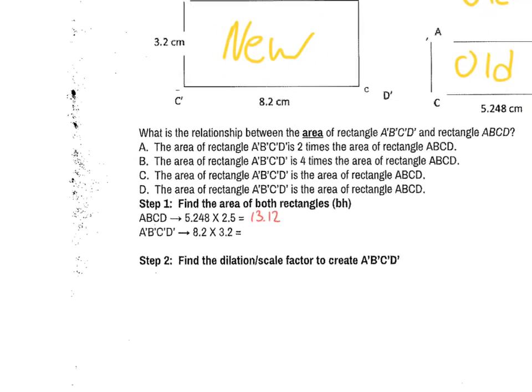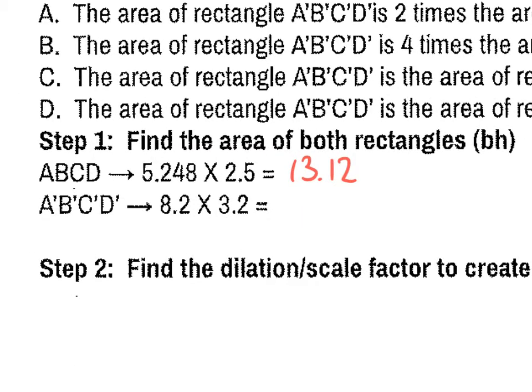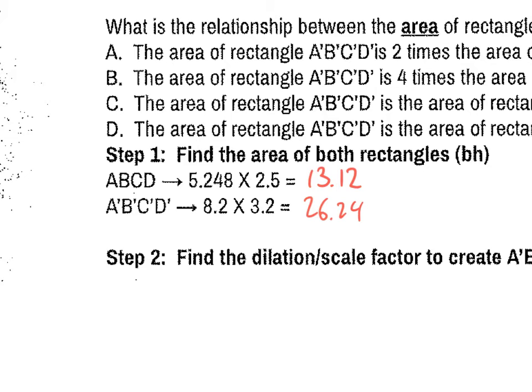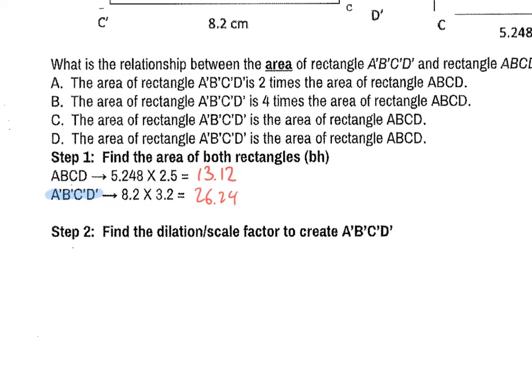For A prime, B prime, C prime, D prime, which is getting really old to say already, we're going to multiply the two sides, the 3.2 and that 8.2. So 8.2 times 3.2 comes out to 26.24. And again, because this has the primes right there, we're going to do 26.24 divided by 13.12. So I'll go ahead and write that out for you here, because I got a feeling some of you guys have headphones on but are not actually listening.